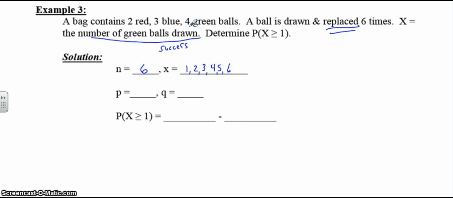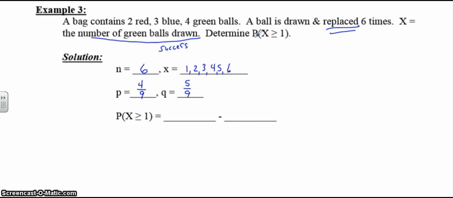Probability of success. So the success of a green ball is there's 4 green balls out of a total of 9 balls. And the probability of failure is not green, which would be 5 out of 9.